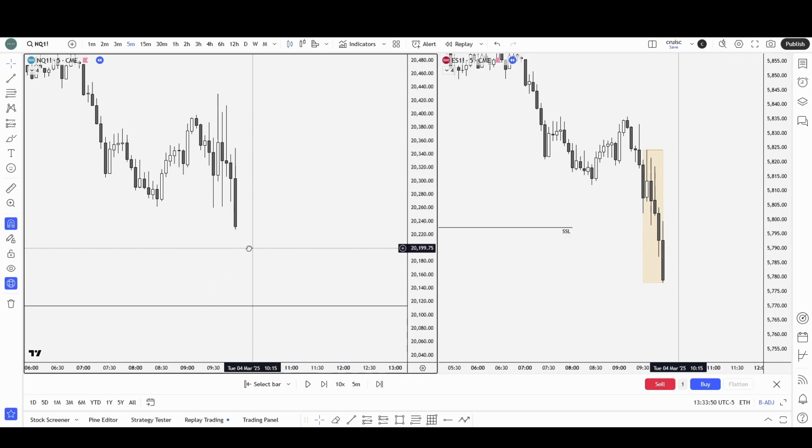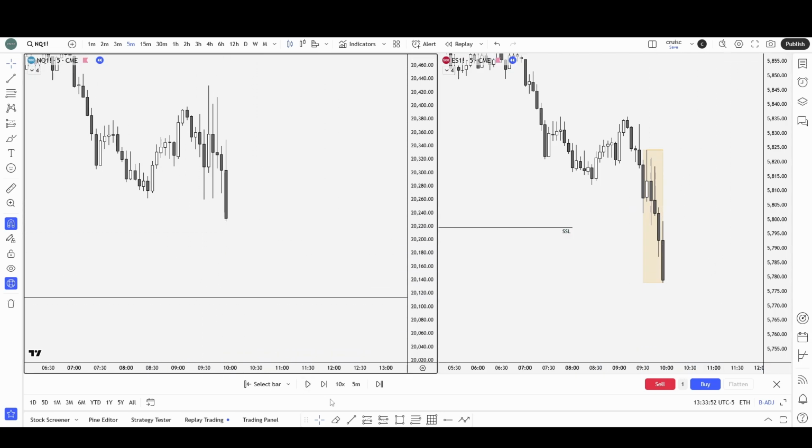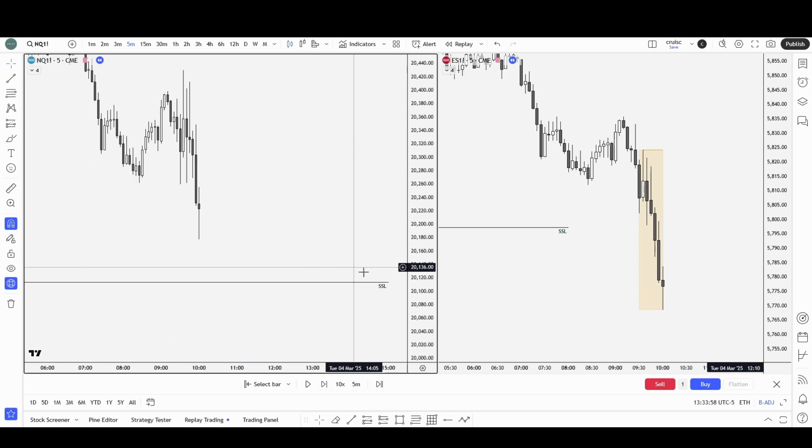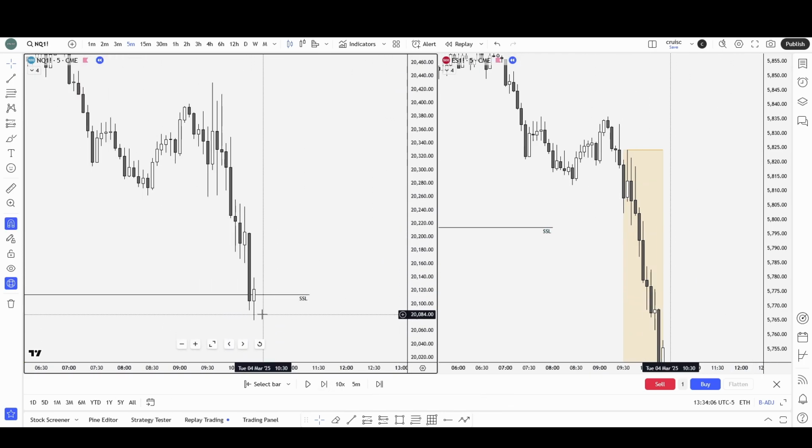Okay, so here we are on the 5 minute chart. You can see that we're actually at 10 o'clock. I believe this is the 10 o'clock candle. Yep, this is the 10 o'clock candle. So now we're just going to wait for the liquidity sweep of this sell side low down here. Boom. Okay, now we got the sell side sweep.